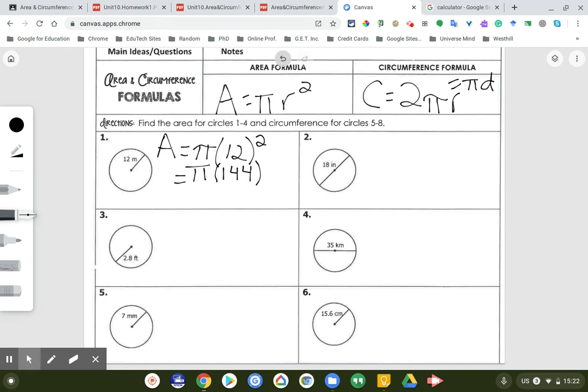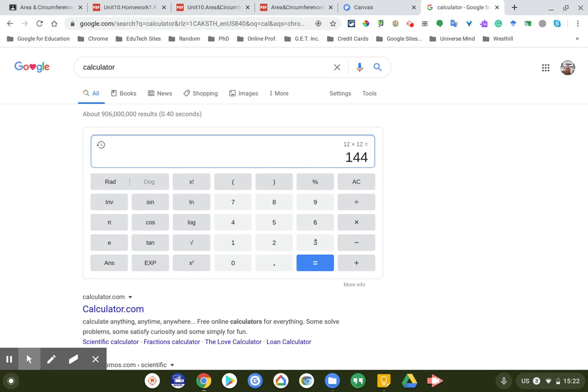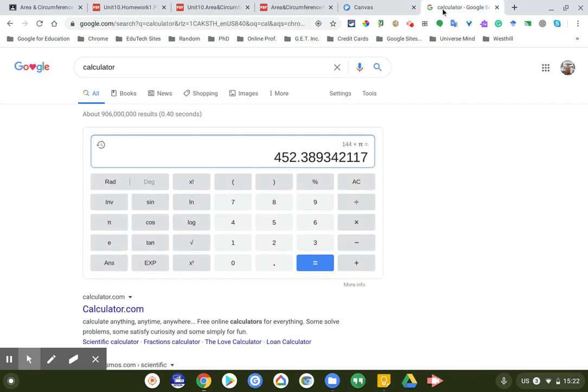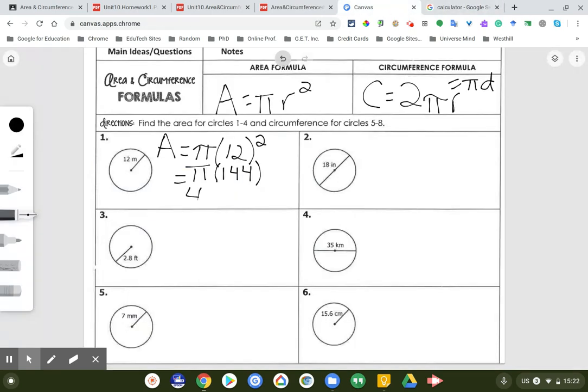Okay, now what I'm going to do is multiply pi times 144. So here we go. We have 144 still on our calculator times pi. Okay, we're going to get 452.38, and I'm going to round that to 452.39, I guess. Okay. So this is A, which is area, equals 452.39.